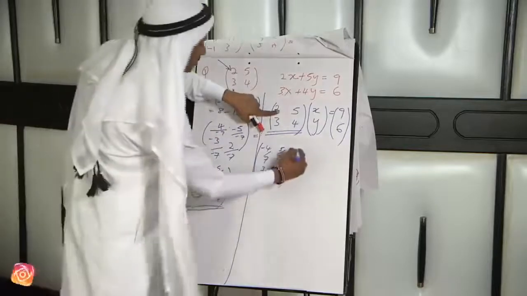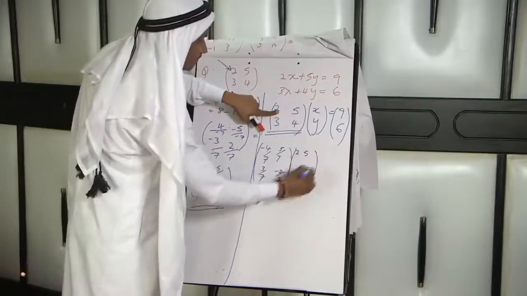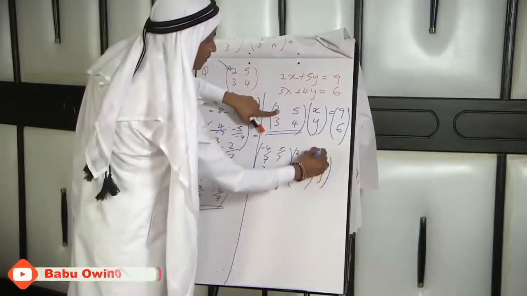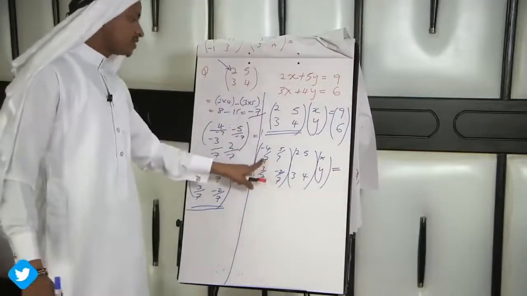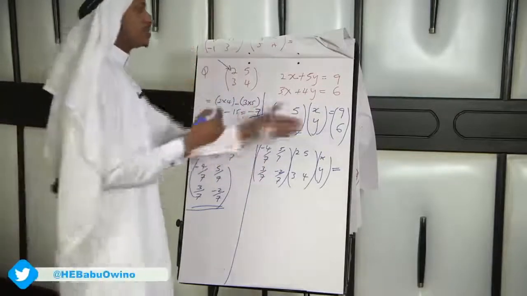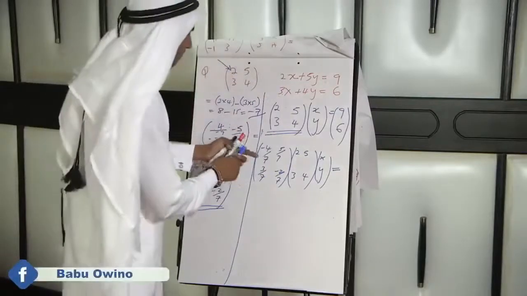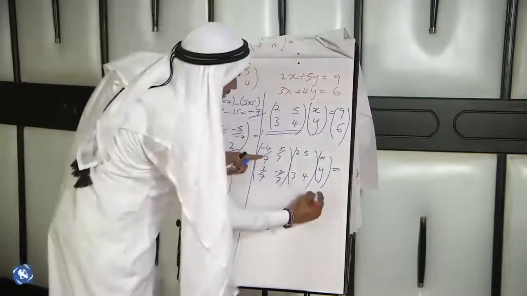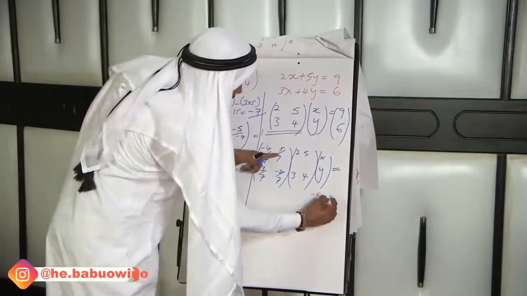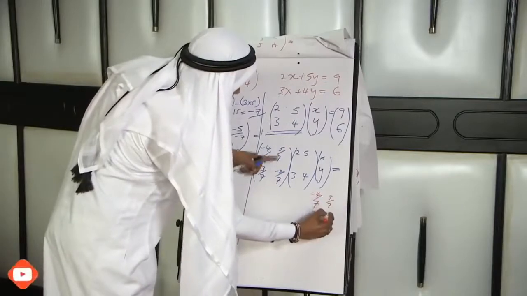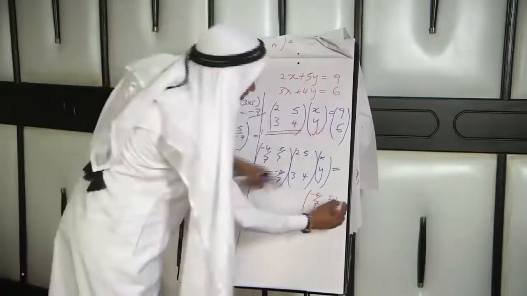You multiply by this, 2, 5, 3, 4. Then xy equals to, I said you pre-multiply both sides. You put it before. If you put it after, it can give you a different value. Put it before. So when you put it before, this becomes minus 4 over 7, 3 over 7, then 5 over 7, and minus 2 over 7, multiply by 9, 6.